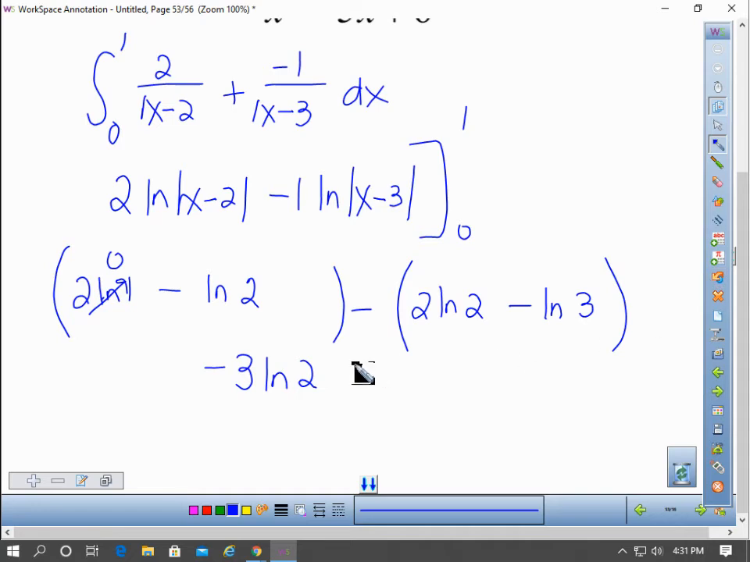And if you wanted to do it on a calculator, you could, but we don't have to. We could just leave that. Just leave that as our answer. We don't have to simplify that anymore.